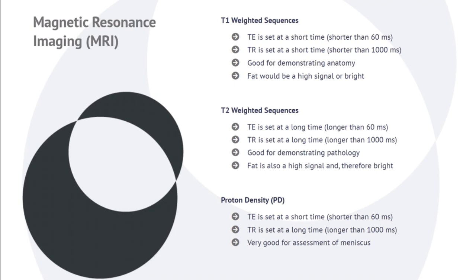Proton density, PD. TE is set at a short time, shorter than 60 milliseconds. TR is set at a long time, longer than 1000 milliseconds. Very good for assessment of the meniscus.